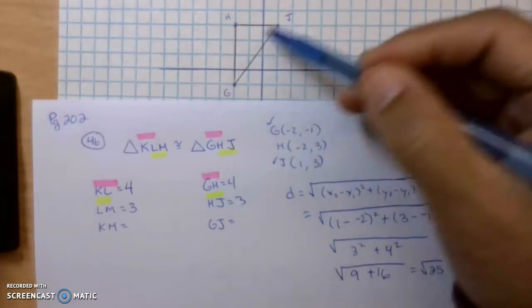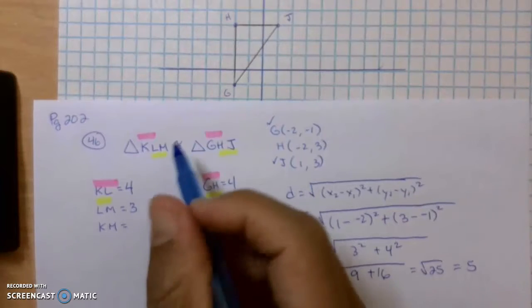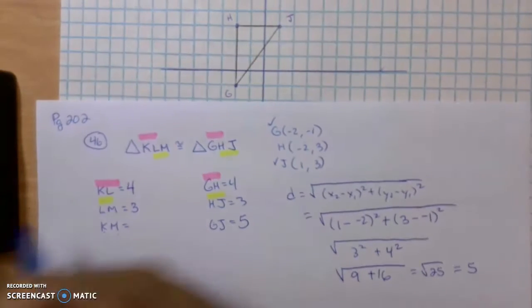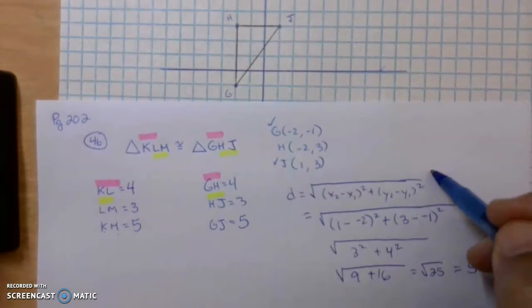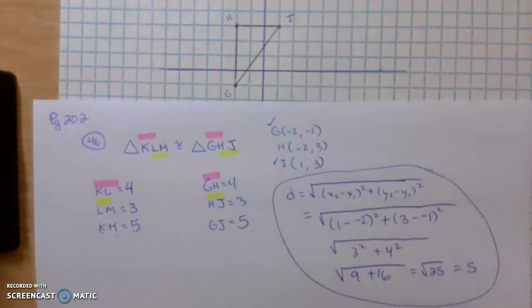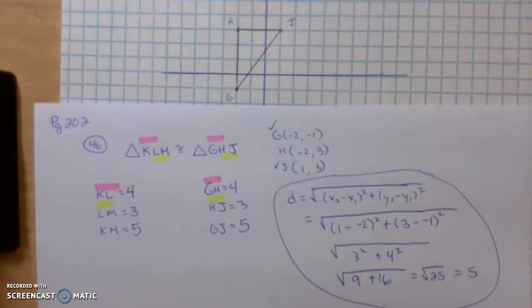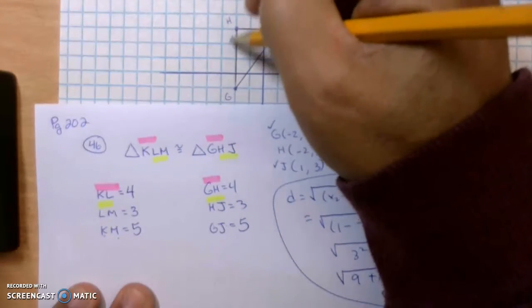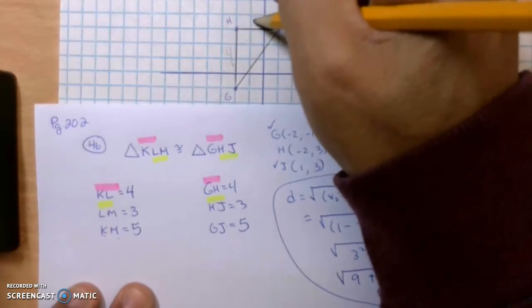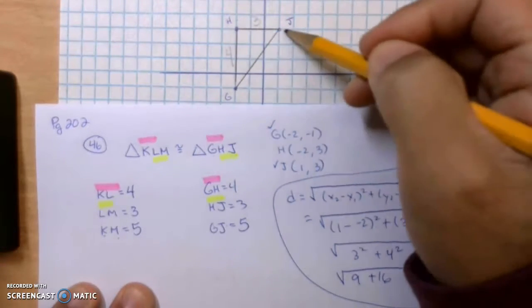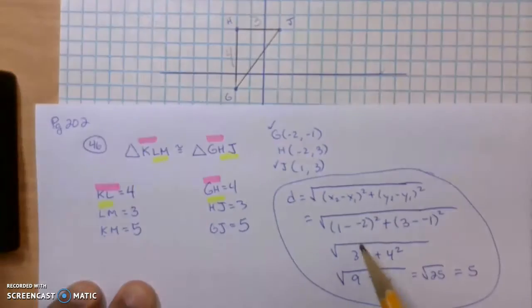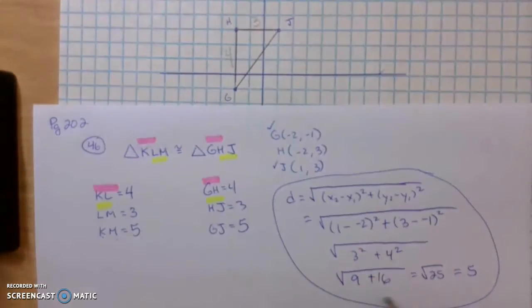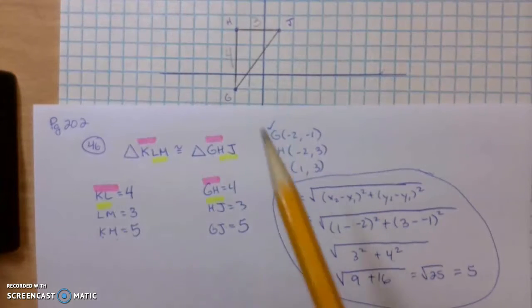So this distance here to here is 5, which makes the answer K to M, which is the same as G to J, also 5. I used the distance formula to figure that out. Some people will recognize the fact that this is a right triangle here. This is 4, this is 3, so a squared plus b squared is equal to the diagonal squared. Here's the 4, here's the 3, and you get the same result using the distance formula or the Pythagorean theorem.